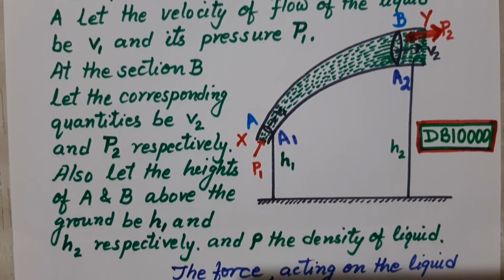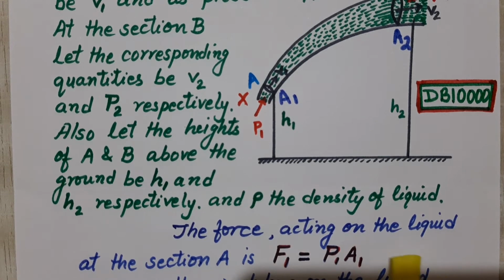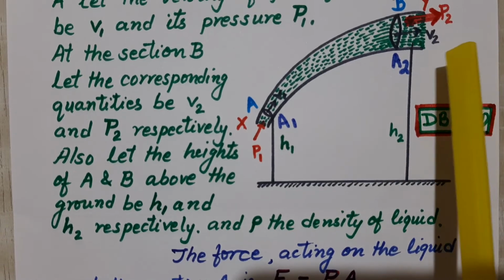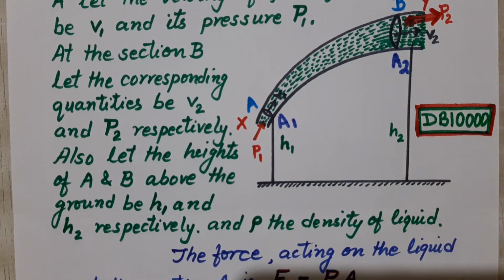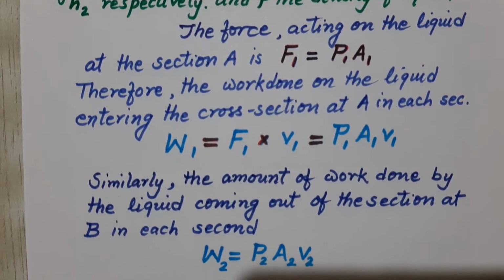Now, the force acting on the liquid at the section A, that is F1, force equal to pressure into area, P1 into A1. And here that will be P2 into A2. Area is A2, pressure into area. Force equal to pressure into area.